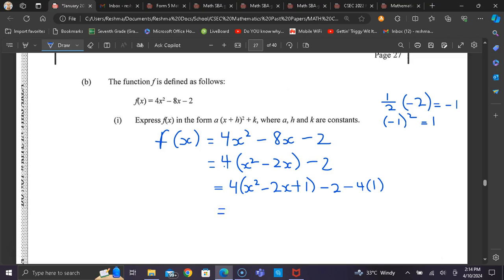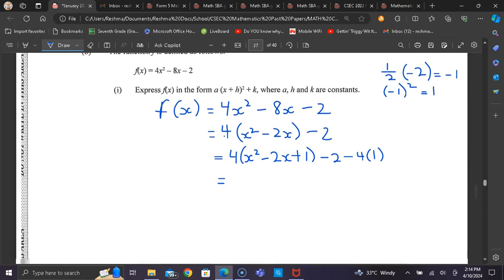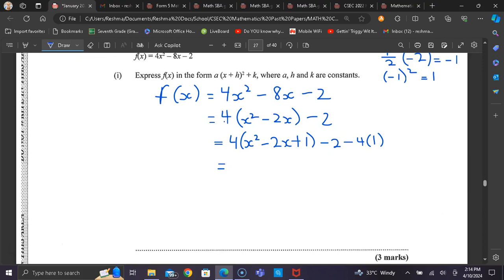And of course, the reason for doing this is that the part in brackets is going to be a perfect square. And then the reason for subtracting the 4 times the 1 at the end is to keep the balance of the expression the same.